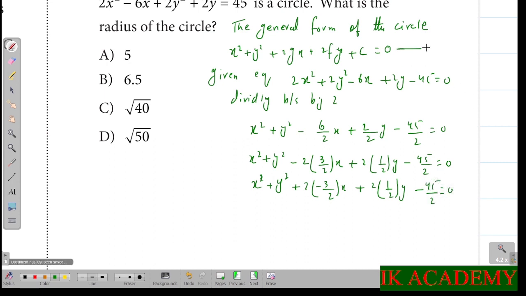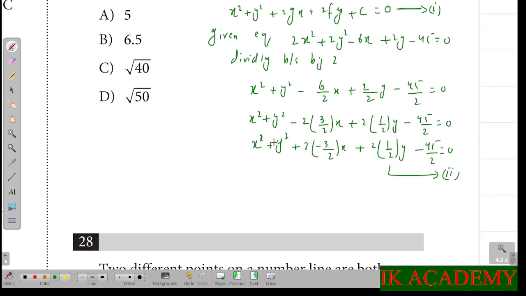So the general form, I'm going to give the name as equation number 1. I'm going to give this equation number 2. So now we can compare equation 1 with 2. I can find the value of g from equation 2 and value of f from equation 2. So here, by comparing 1 and 2, g is equal to minus 3 by 2 and f is equal to 1 by 2 and c is equal to minus 45 by 2.